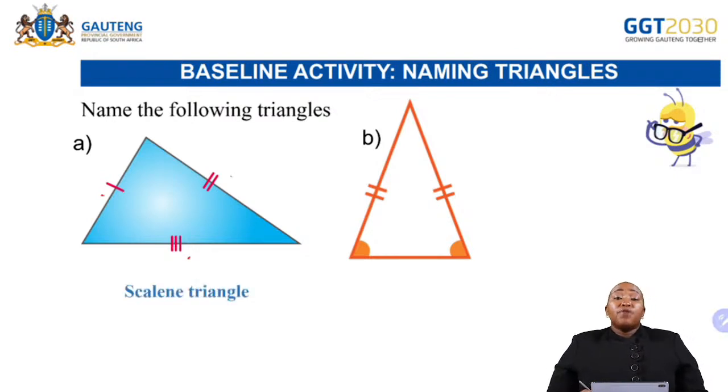So that type of triangle is called a scalene, if you remember from your previous grades, right? And then for B, do you see that these two symbols here are the same? And you also notice that it also has two angles that are also the same, right? So this type of triangle is called an isosceles triangle, all right?